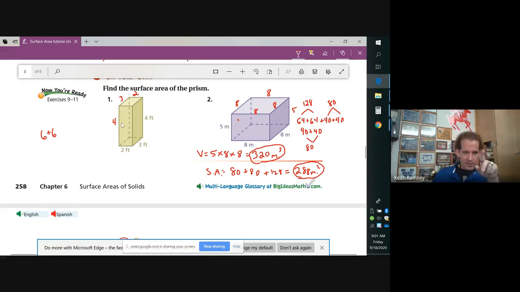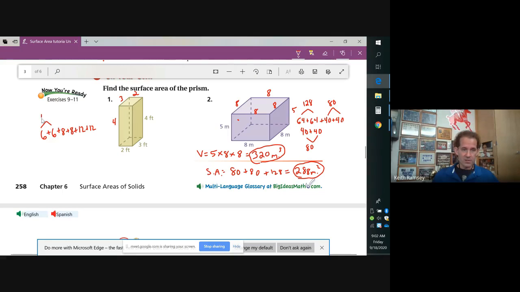Then I know the front of it right here looks like it's 4 by 2. That means the back is also going to be 4 by 2. I know 4 times 2 is 8. So I have 2 of those. And then I have this panel here, this lateral surface right here, 3 by 4. I know 3 times 4 is 12. Well, there's 2 of those. So for surface area, I have to find the sum of all 6 products. Make sure you've got 6 that you're adding together. Don't leave out a face.